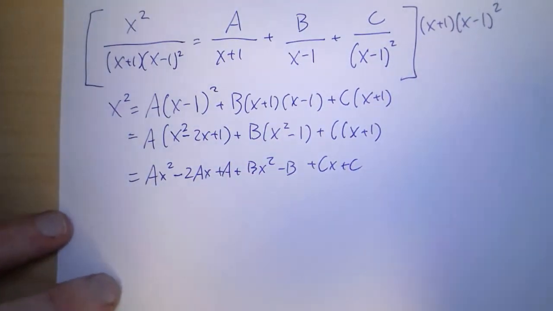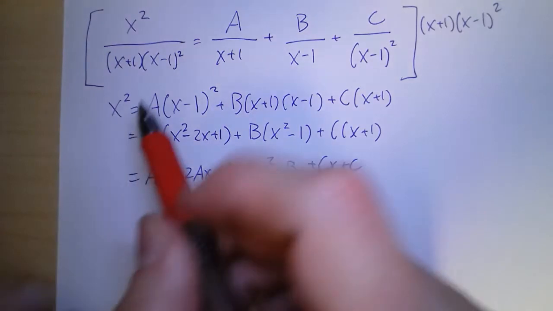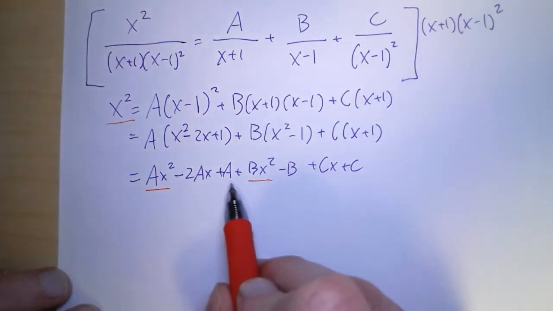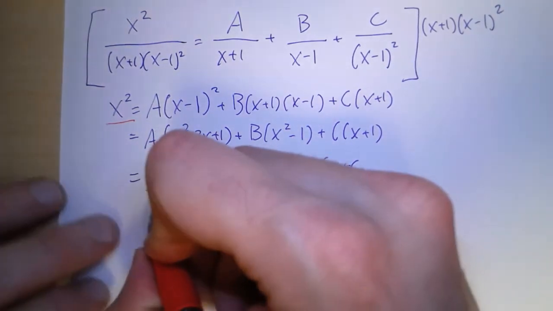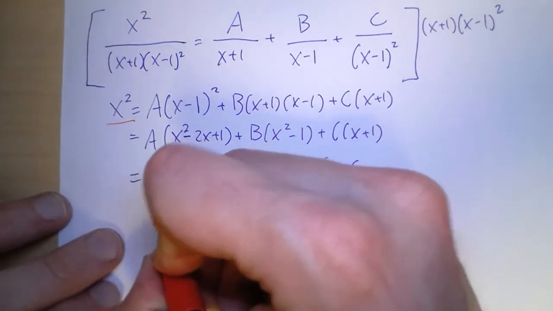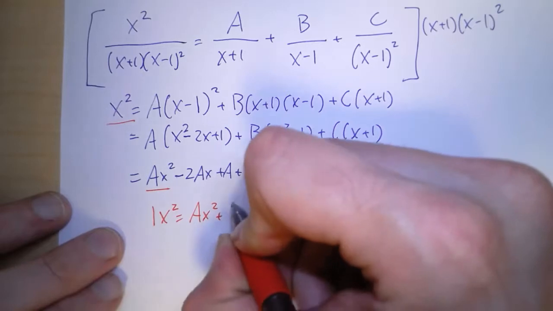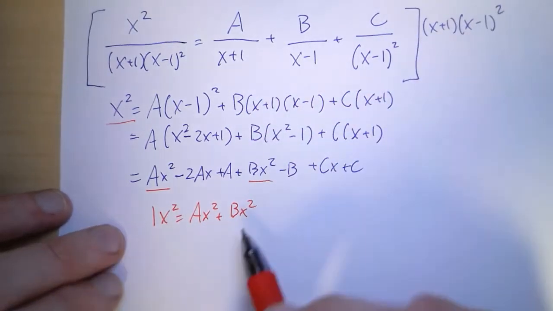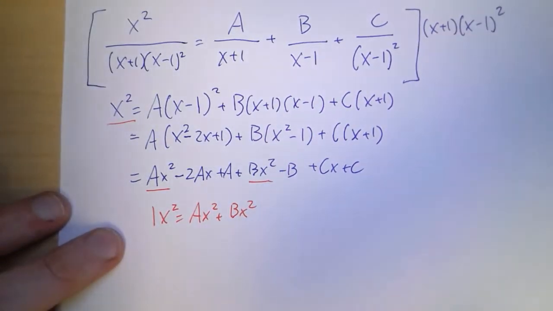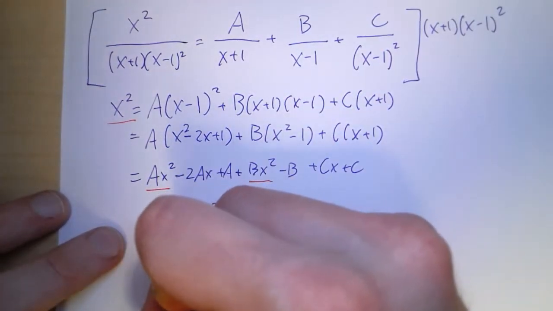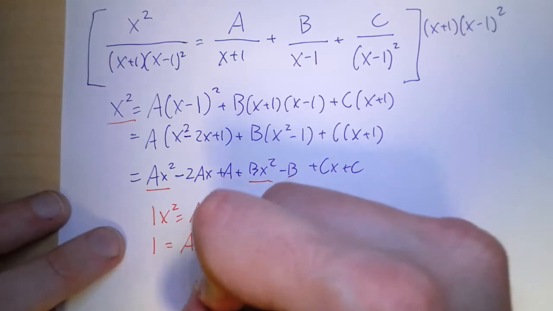Now, what we have over here on the left-hand side is an x squared. Now that can only come from these terms that have an x squared. They can't come from terms that have an x or no x. So we have 1x squared equals ax squared plus bx squared. And in reality, all we care about are the coefficients. So we can just drop the x squared and just have 1 equals a plus b.